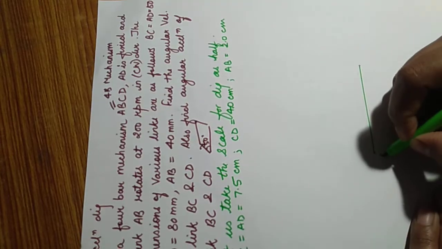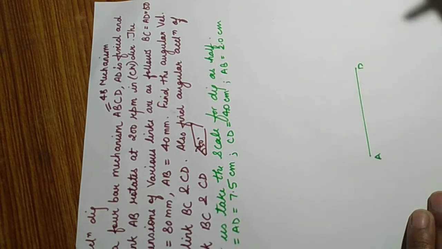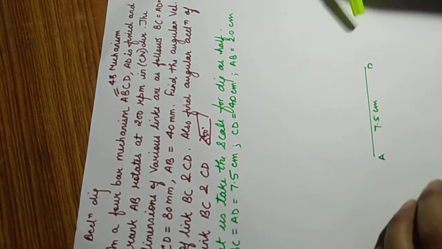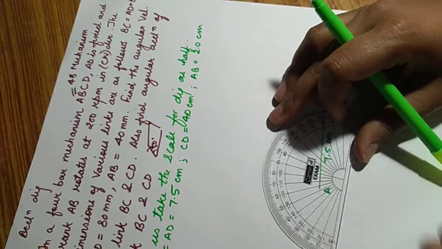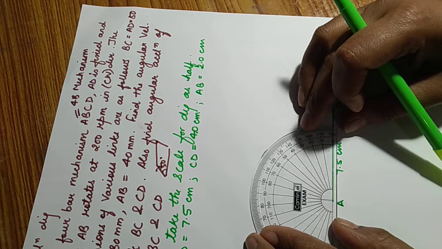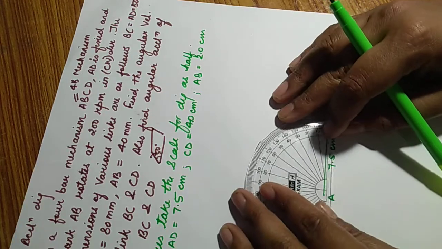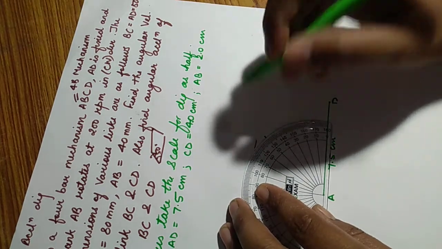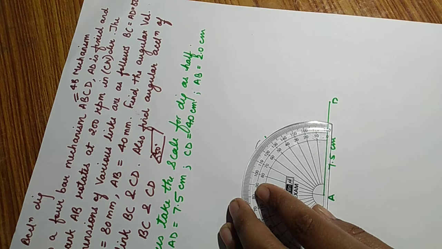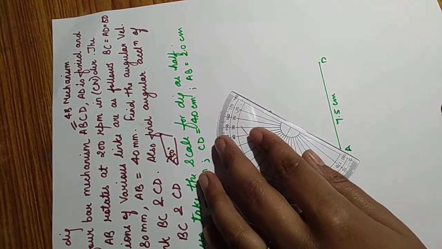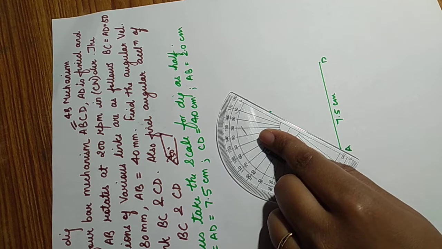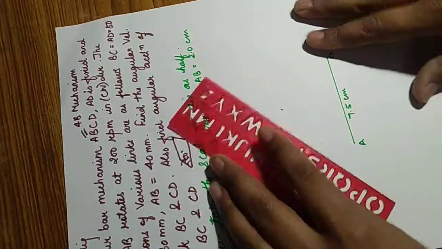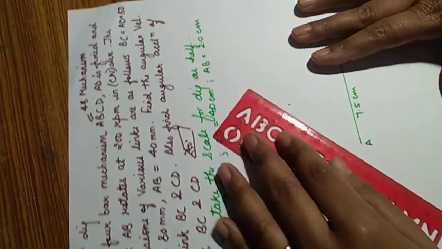A is this and D is this, and this is 7.5 centimeter. We don't have to mark those details, but still just to make you understand. And then we are going to make a 50 degree angle over it. This is a 50 degree angle, and to make that 50 degree angle we have the dimension AB, which was given, after the scale we have taken, as 2 centimeter. So what we are going to do is just put it over here.